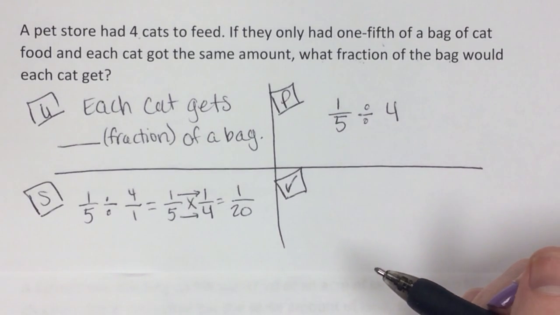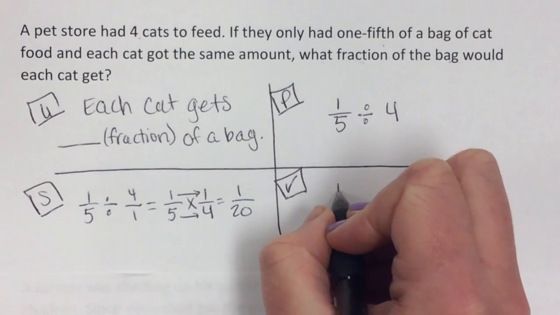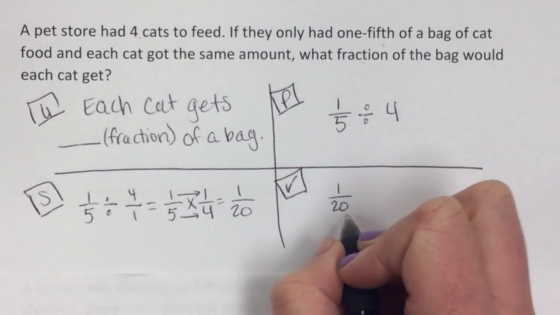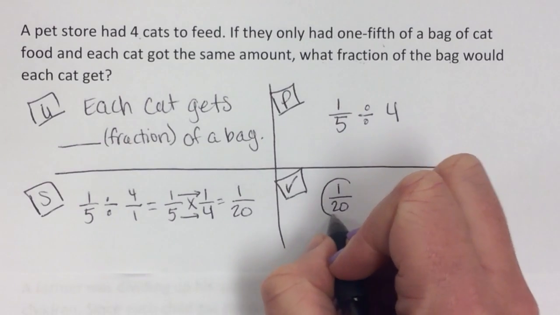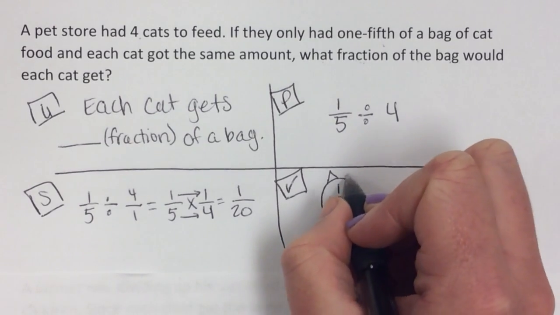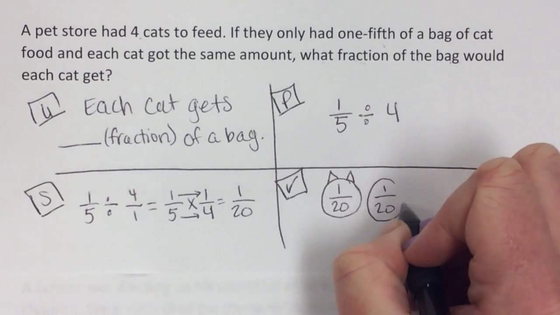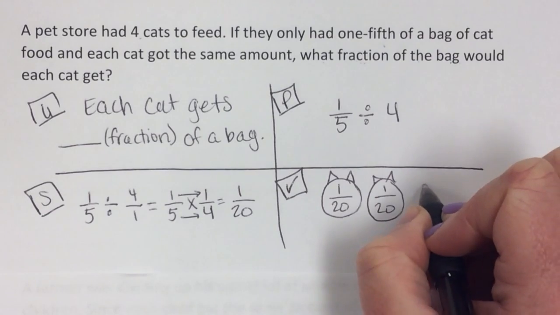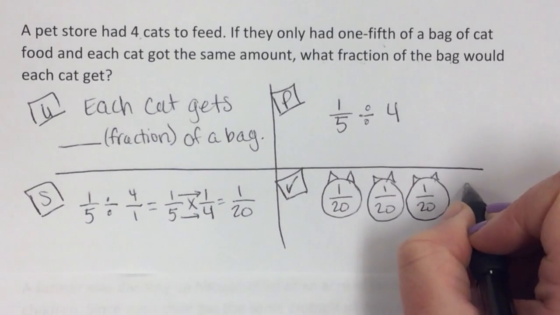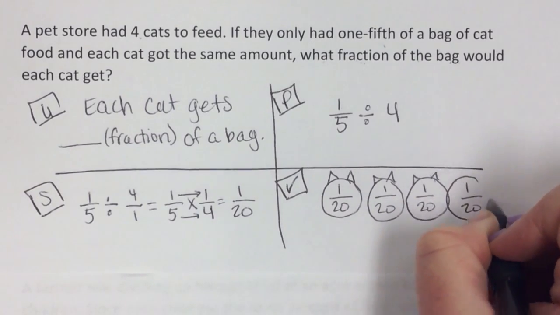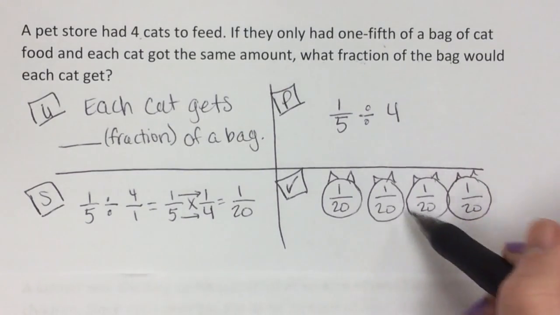So how I can check this is if each cat gets 1/20, so here's cat number 1, and there's 4 cats. Here, this is cat number 1. I'll give them ears. Cat number 1. Cat number 2 gets 1/20. Cat number 3 gets 1/20. And cat number 4 gets 1/20. So I've got 4 cats, each with 1/20 of a bag.